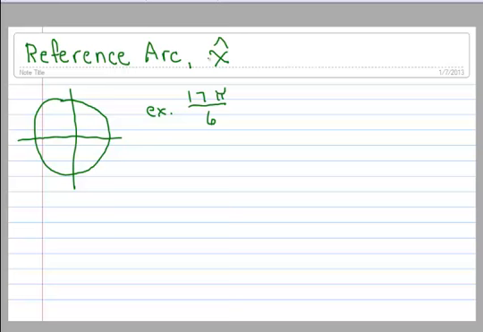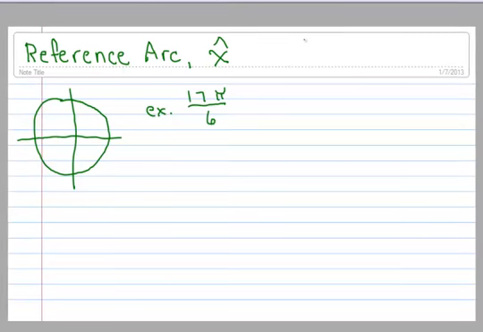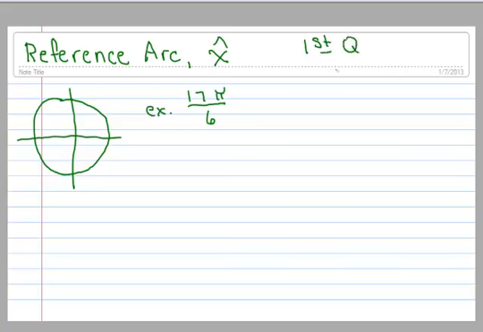Alright, so we're going to talk about reference arc a minute. The first thing to note is a reference arc is always in the first quadrant. So when we're all done, when you find your reference arc, it's always going to be in quadrant 1. And then you'll notice it has this special little symbol here.